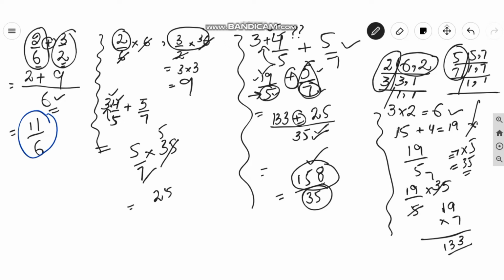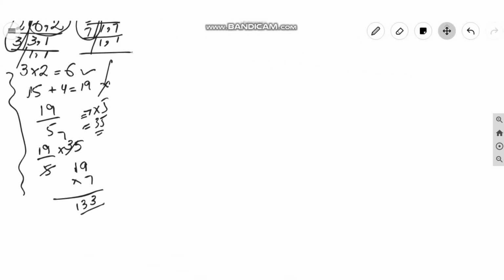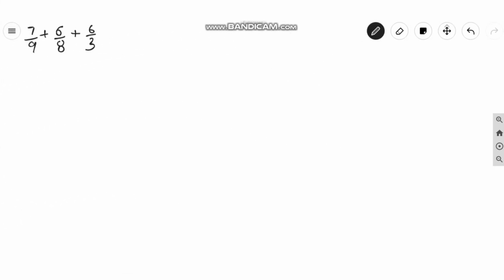Now let's discuss the sum of three rational numbers. This time we are given a question with three rational numbers and we have to add them. First of all, just have a look. The numbers in the denominator are not the same. So let's find the LCM of these three numbers.